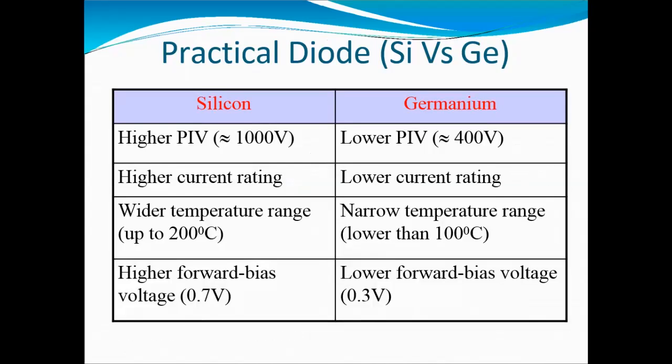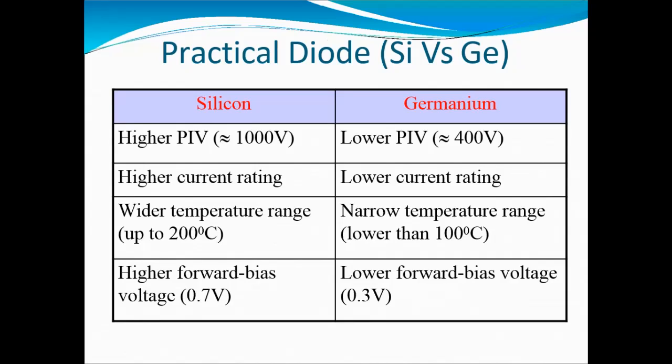Next, practical diode, silicon versus germanium. In silicon diode, higher peak inverse voltage, approximately 1000 volts. But in case of germanium diode, lower peak inverse voltage, that means reverse voltage approximately 400 volts. In case of silicon diode, higher current rating. But in case of germanium diode, the current rating is lower.